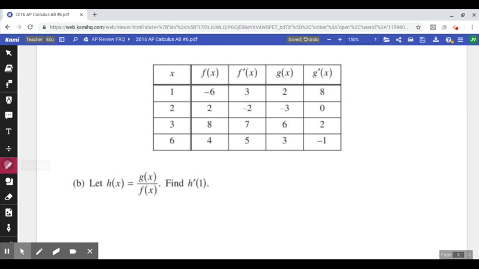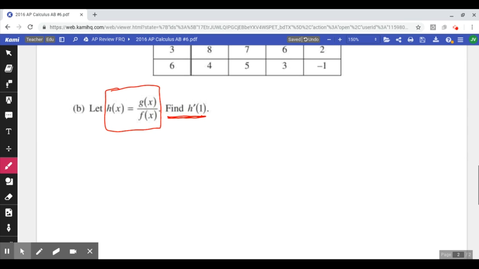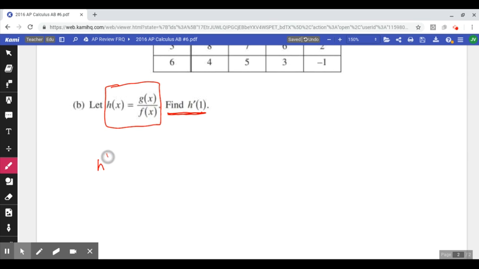Part B says let h of x equal g of x divided by f of x. Our goal is to find h prime at 1. To do that, we're going to use the expression for h, which is g over f. And when we want to find the derivative of that, we need to use the quotient rule. To use the quotient rule, there's a little saying you can use. It's low d high minus high d low, square the bottom, and away we go.